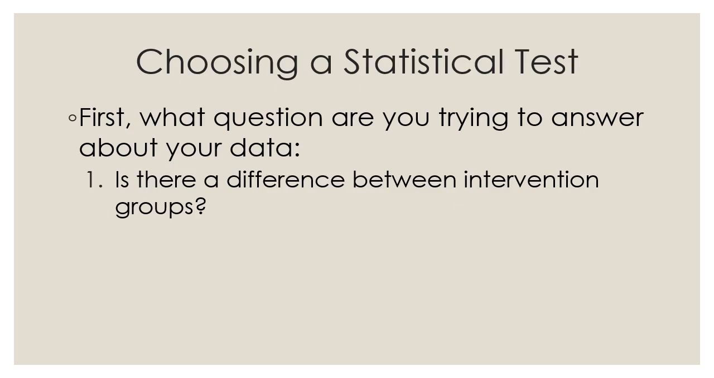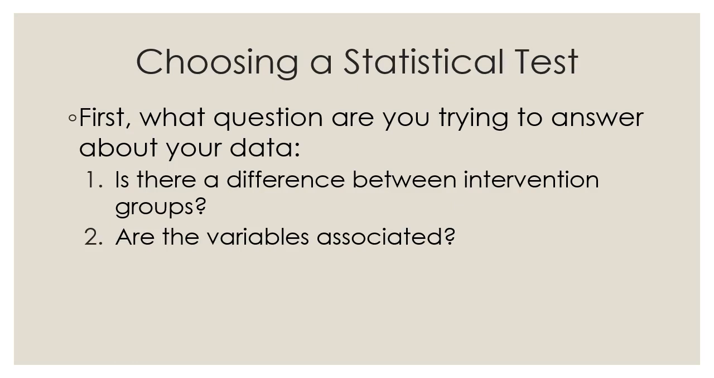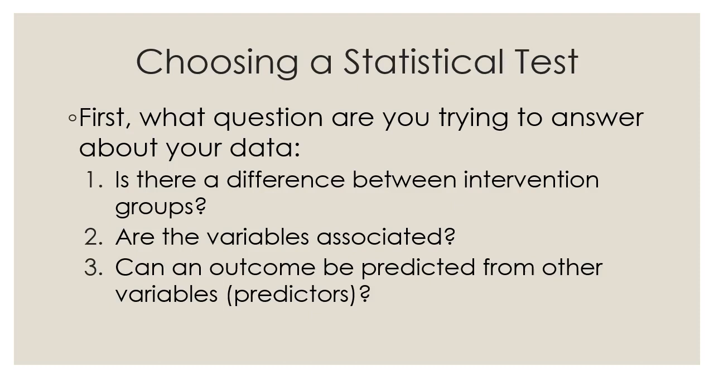And I have here 3 different types of questions that may come up, and they may be more common for us to try to answer in nutrition related studies. So the first one could be, is there a difference between intervention groups? That's a big one, right? When you're trying to test an intervention and you have several groups or only 2, you want to know, is there a difference, right? Is my intervention working compared to a control? Another one may be, are the variables associated? And the third one could be, can an outcome be predicted from other variables? And these other variables may also be called predictors in this case.